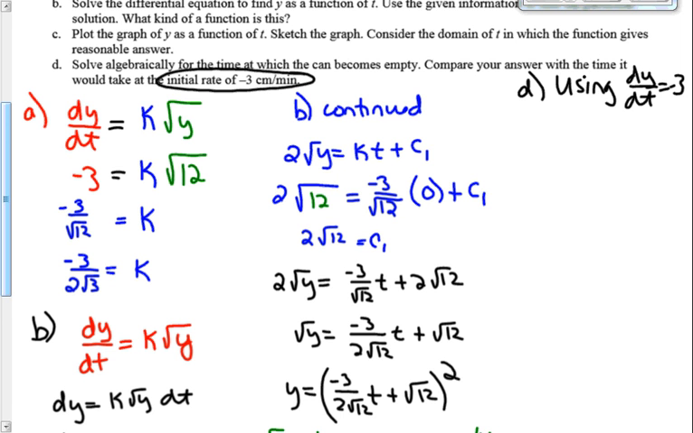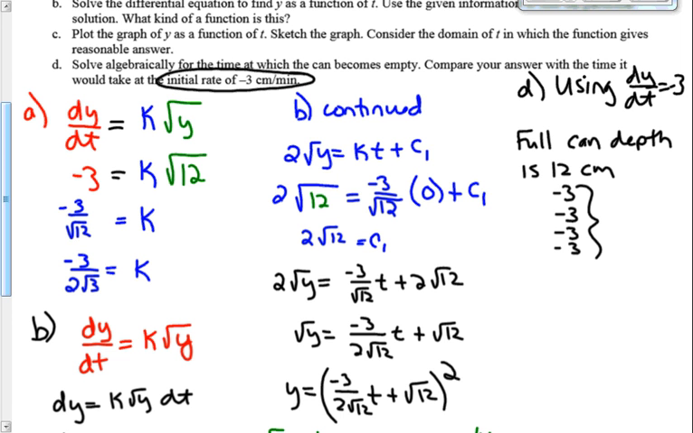Then start out with the full can, depth is 12 centimeters. So if the water level goes down 3 centimeters every minute, then I'm going to take away 3, I'll be at 9. Take away 3, I'll be at 6. Take away 3, I'll be at 3. Take away 3, I'll be at 0. So it's 3 centimeters every minute, so it's 4 minutes and the can is empty. Okay, so that's again using this initial rate of negative 3 centimeters per minute. I could have easily just taken 12 and divided by 3, and would give me the same thing.